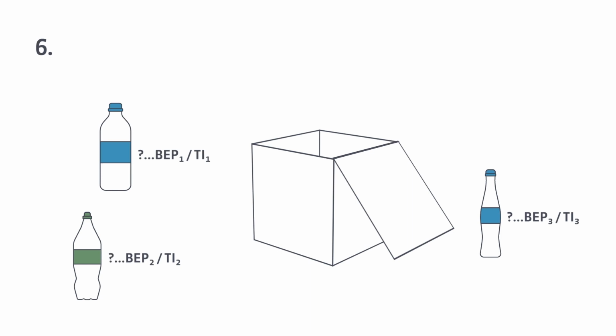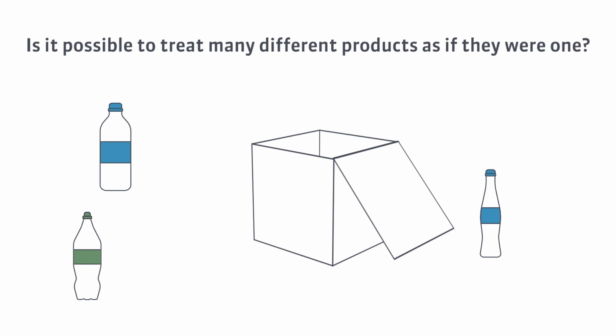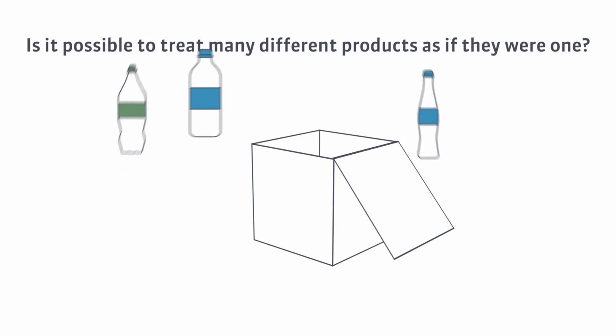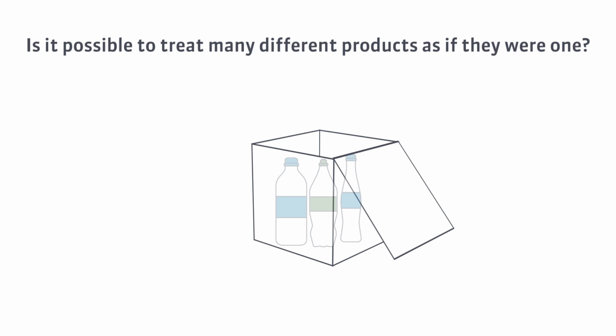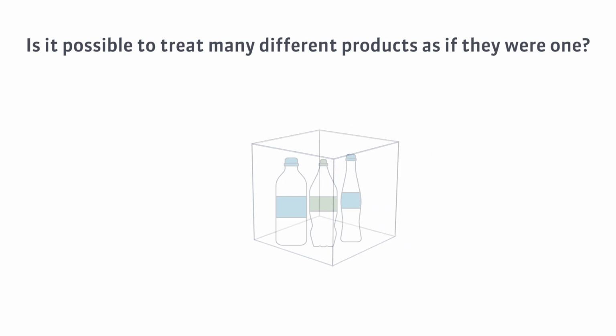It's time to answer the question from the beginning of this video, which was, is it possible to treat many different products as if they were one? I'm sure you already know the answer to this question after watching this video. We can treat various products as if they were a package. Then we treat one package as if it was one.